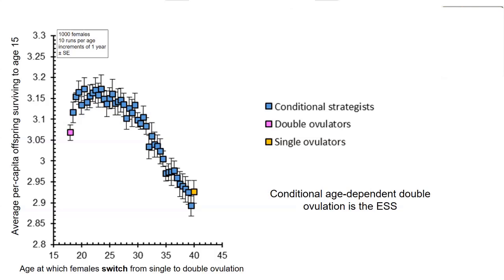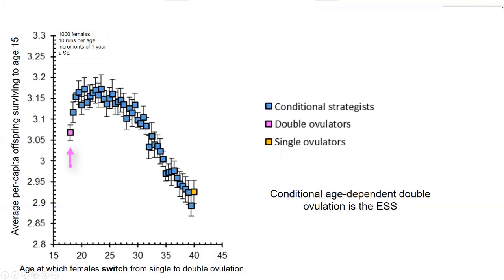In this slide, you can see the results of simulations. In each simulation, we were able to set the age at which women switched from single to double ovulation from anywhere before the age of first reproduction to after the age of first reproduction. If the switching point from single to double ovulation is earlier than the age of first reproduction, then those women will always be double ovulating.